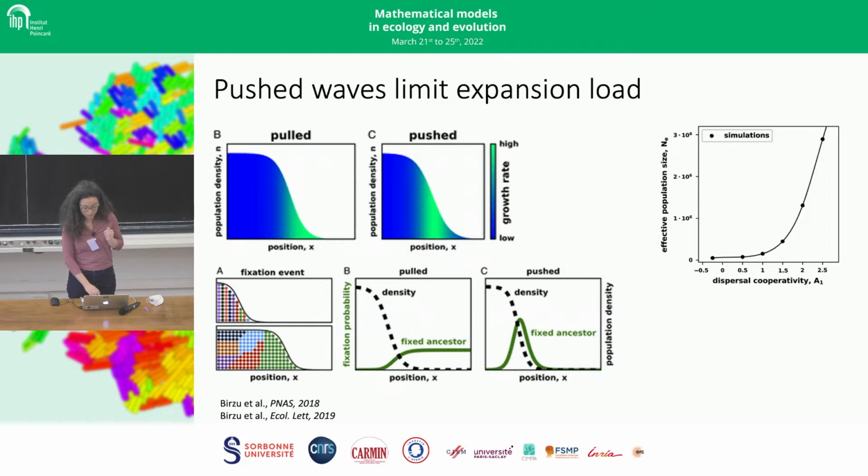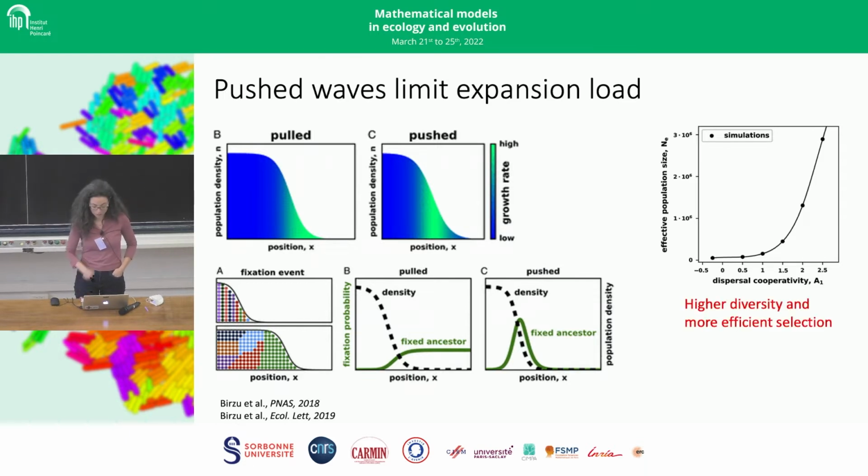One of the consequences of this is that the effective population size, so the number of individuals that actually contribute to the next generation over time, is much, much bigger in push waves, even if the carrying capacity of these waves is the same. This is briefly shown here as a function of, in this case, dispersal cooperativity, but the same would be true for growth cooperativity. Exactly the same dynamics follows whether you have a density-dependent growth rate or a density-dependent dispersal rate. So in the end, nothing really changes. You still get this higher effective population size, the more cooperative the population is.